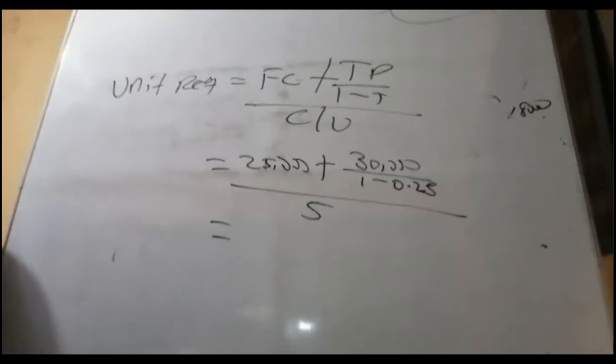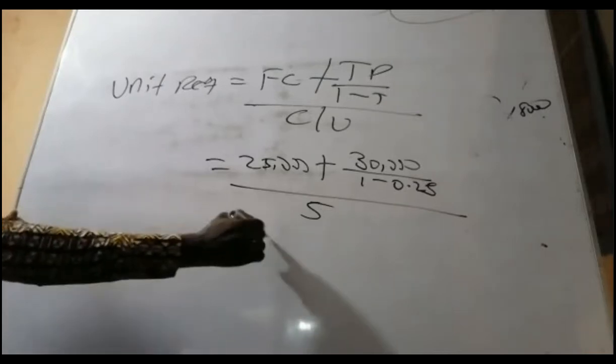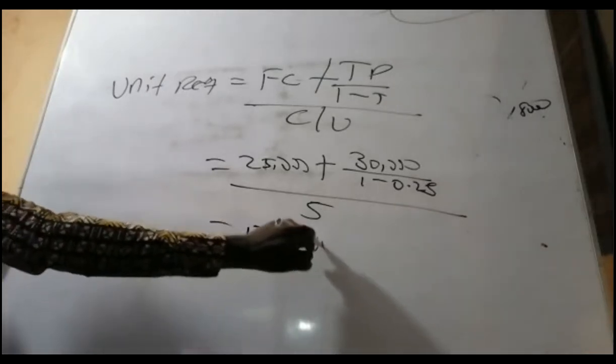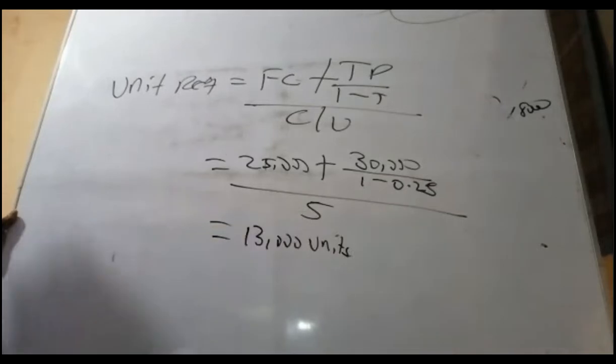Okay, so you get 13,000. So that was the answer. Great, so 13,000 units. Perfect. So that's the units. Now, the same question.